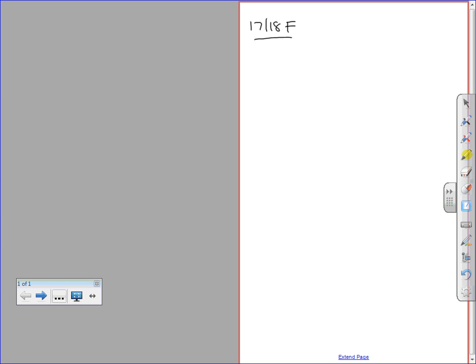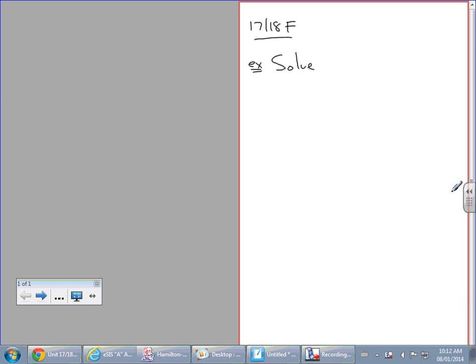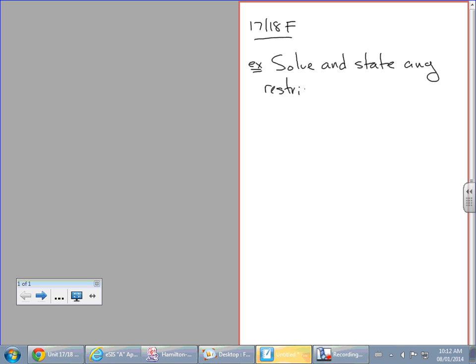F. So what we're going to be doing is solving rational equations. And this is stuff that you've done before, even back in grade 9, you just did it in a simpler form. So we're going to solve, and also we're going to state any restrictions on our variables.